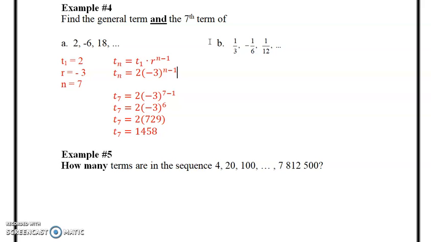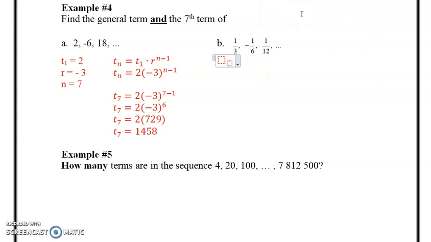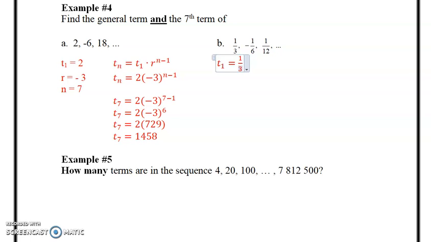B is done the same way, only we're dealing with fractions now. Our sequence has fractions, which is not a big deal. All right, so what we'll do is write out what we know. We know T1 is equal to 1/3. This is optional, whether you want to write the information or not. It's just something I recommend, but completely up to yourself.